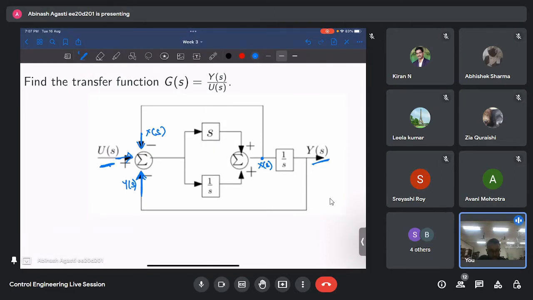Given is a block diagram and I want to find out the transfer function Y(s) by U(s). For any general question of this kind, we start from a place where we know things. The input is something we know, so we'll start at this summation node. At that summation node, we see that there are 3 input channels. One input channel is the input signal itself, so there is no issue with that. So here we have U(s) plus this channel and this channel.